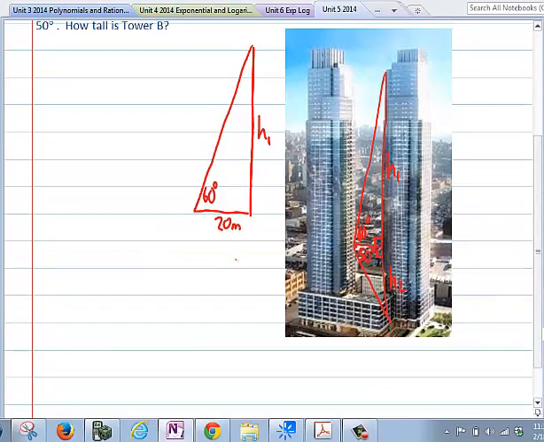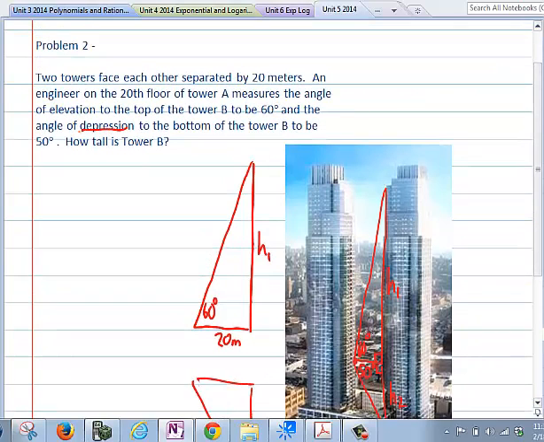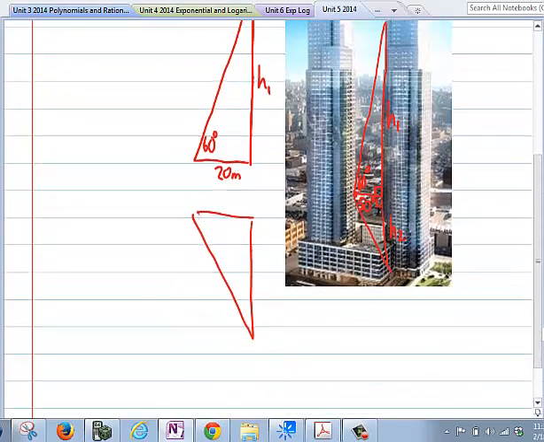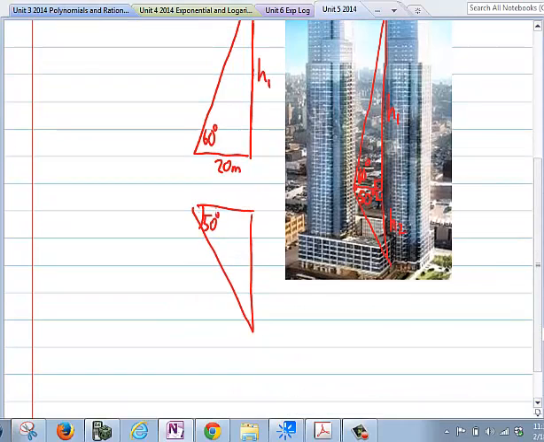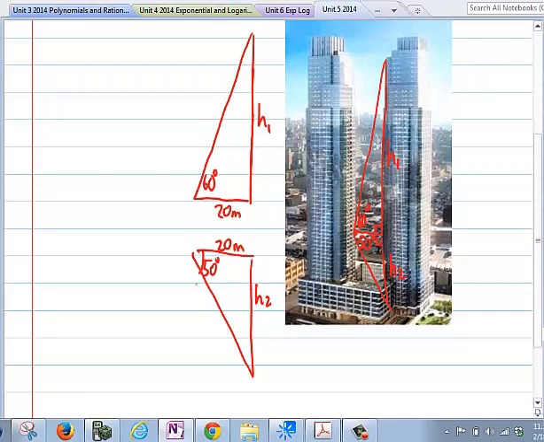And our other triangle, that's an angle of depression. I did write angle of depression because when you're looking down, that's angle of depression. And this is 50 degrees here, and it's 20 meters, and this is H2. So using your trigonometry, solve for both H1 and H2, and let's see if we get the same answer. I'm going to pause the video now. You should be able to do this on your own with that setup. So I'll pause the video, and when you come back, you'll see the answers.